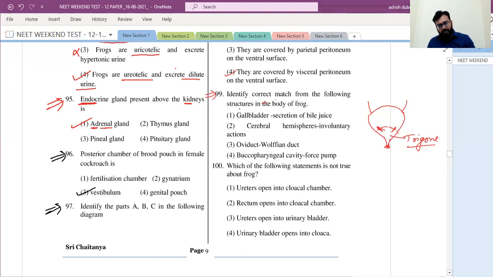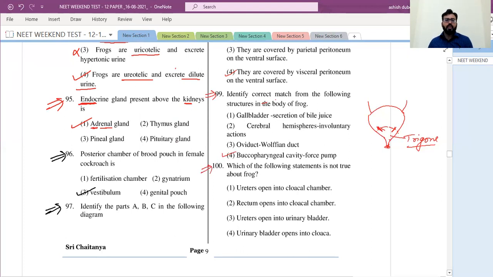Later, in the chapter on breathing and exchange of gases, we will explore positive and negative pressure breathing further. But for a while, you can understand that the frog inflates its lungs just like a balloon. That is known as positive pressure breathing. So the answer will be the fourth.